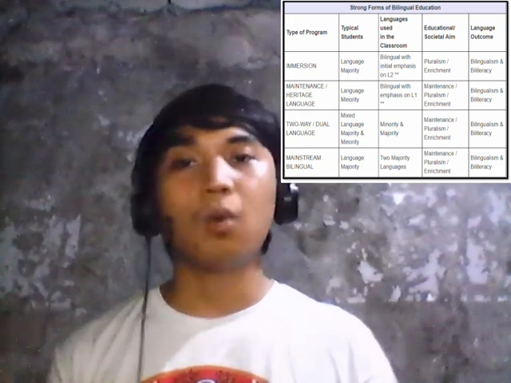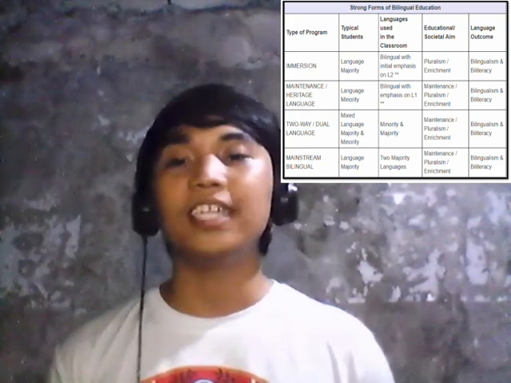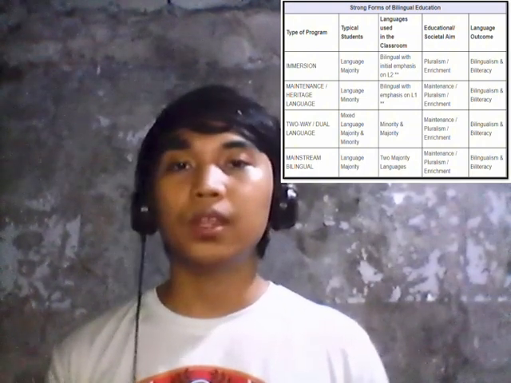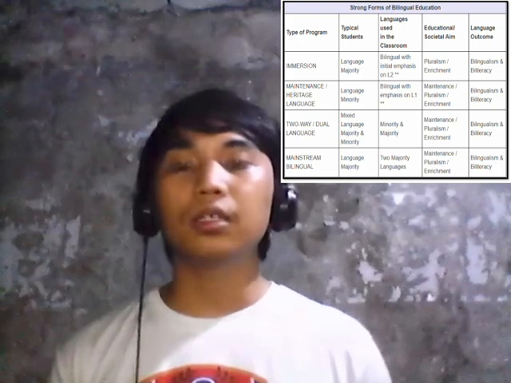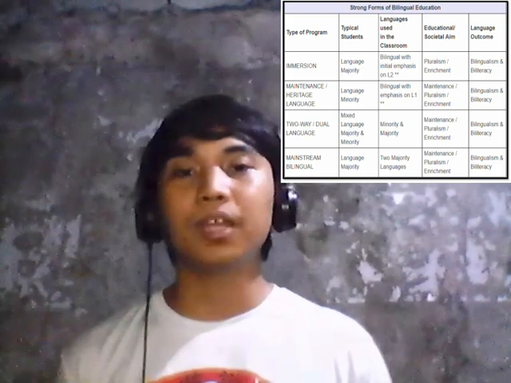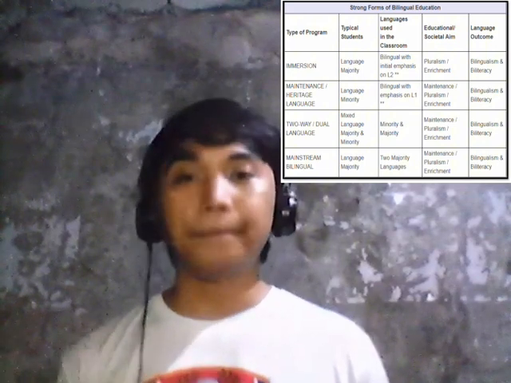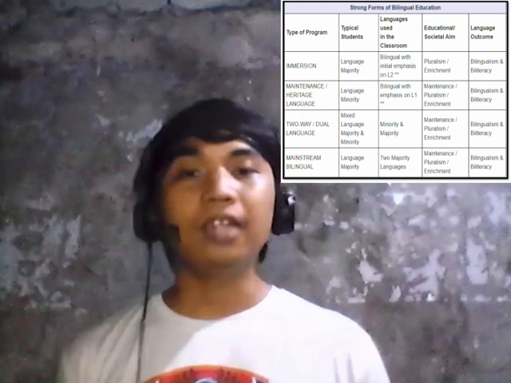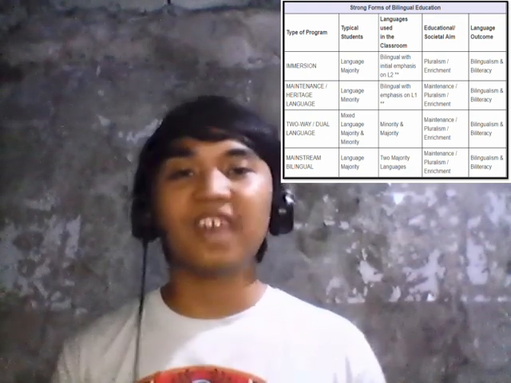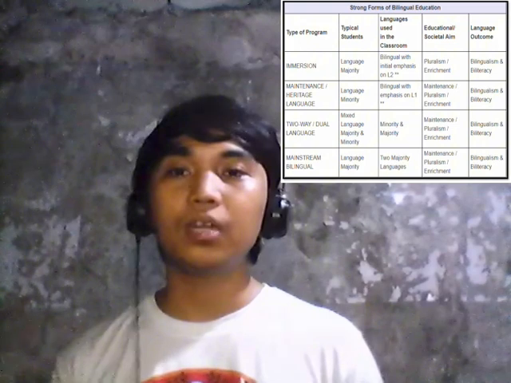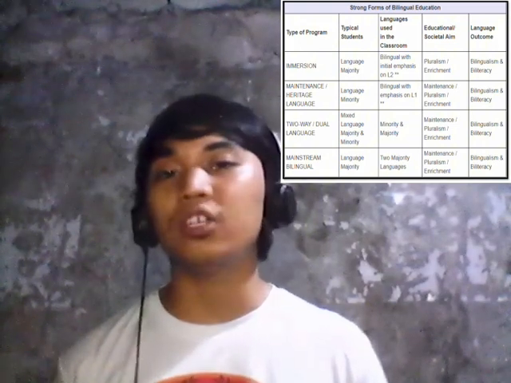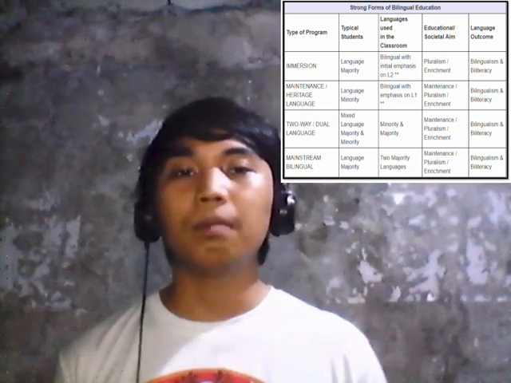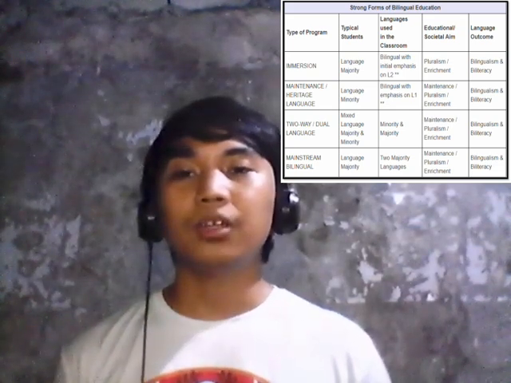Last, number four, mainstream bilingual. Typical students: language majority. Languages used in the classroom: two majority languages. Educational or societal aim: maintenance, pluralism, enrichment. Example: in a country like Canada, where both English and French are official languages, students might receive instruction in both languages equally throughout their education, promoting bilingualism in the population.